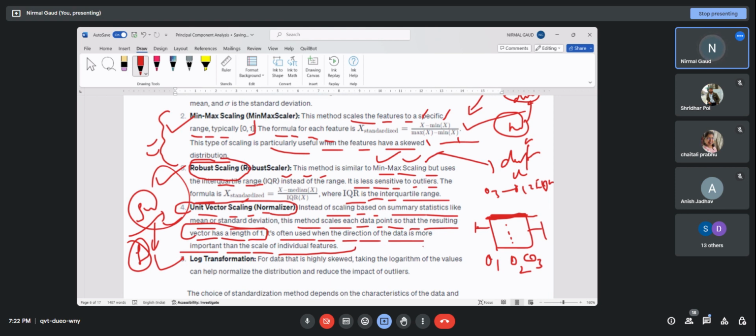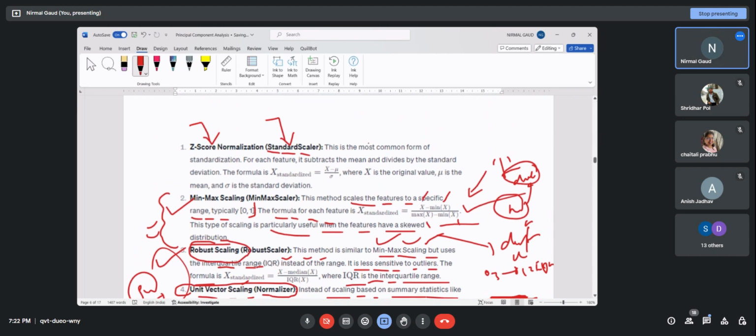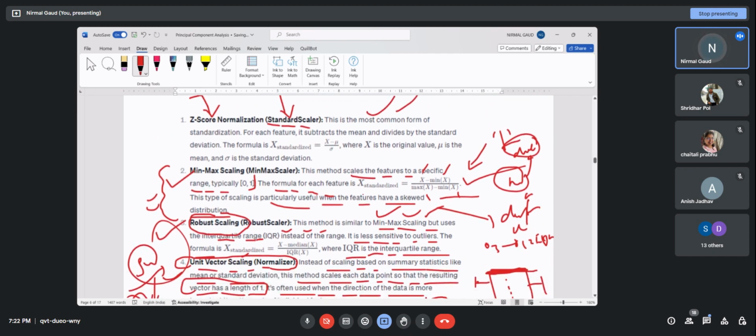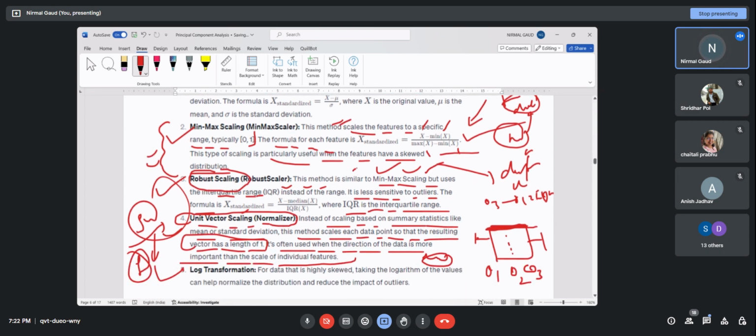We are going to use this less. In general we use standard scaler, then we use min max scaler, then we use robust scaler, depending upon your problem statement.